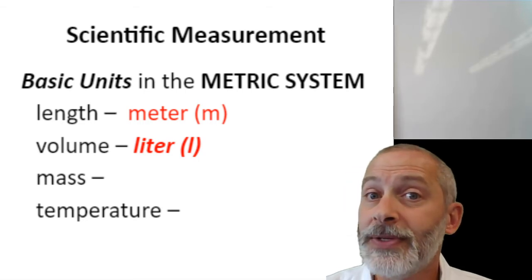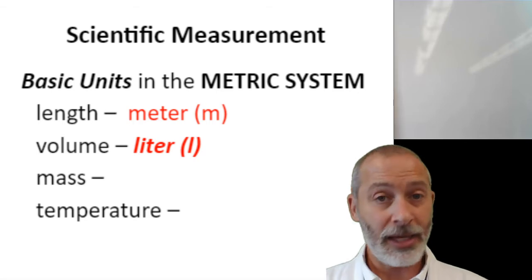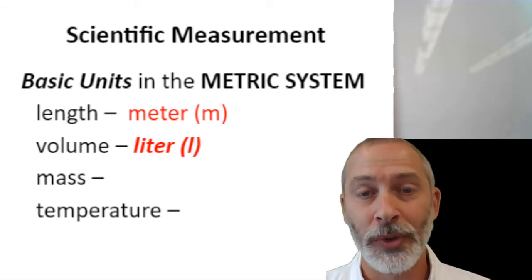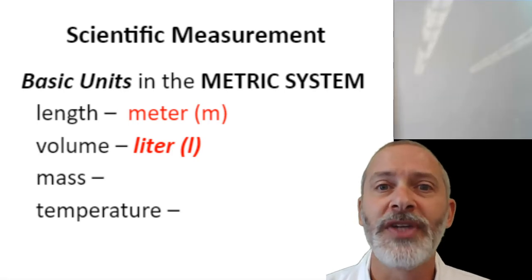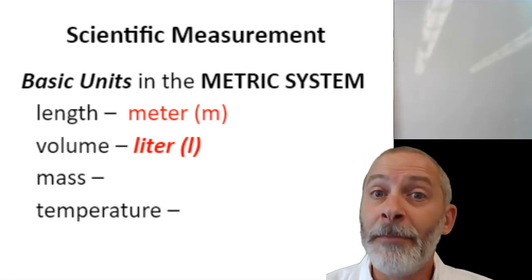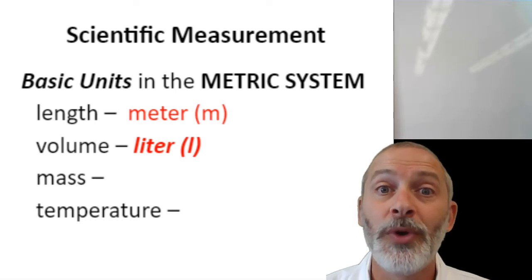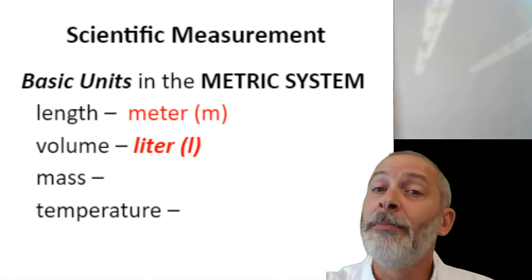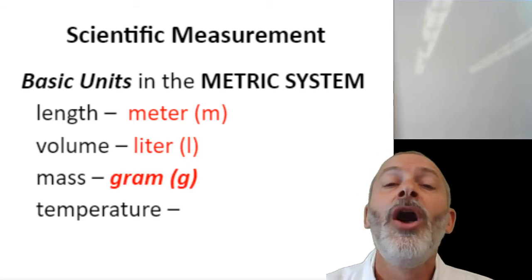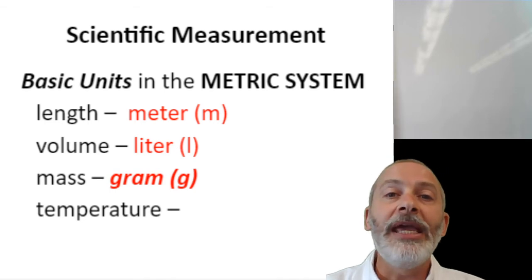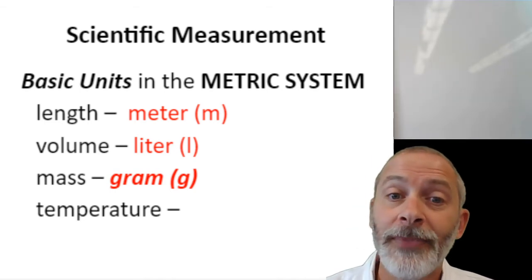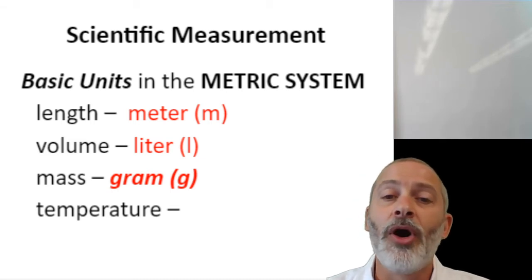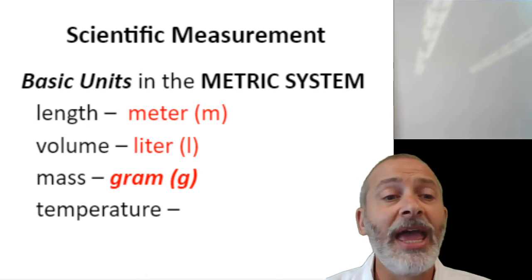It brings us to mass. You probably weigh yourself, and we'll talk about the difference between weight and mass next week. But you probably weigh yourself with a scale, and the numbers you read are in pounds. Well, pounds are not the metric system. The unit that we use in the metric system to measure mass are grams, abbreviated by the letter G. So the three basic units of measurement in the metric system are the meter, liter, and gram.